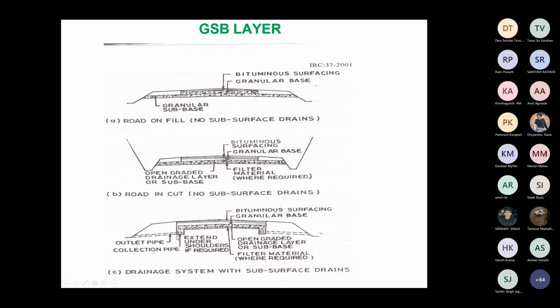If there is a constraint in extending the subbase over the entire formation width, or sometimes the drains are at quite some distance or might not be there, in those cases you can provide subsurface drains. In this also it can be two layers, one for filter and the other for drainage, and you can see that this extends under the shoulders, and a collection pipe and outlet pipe are given.